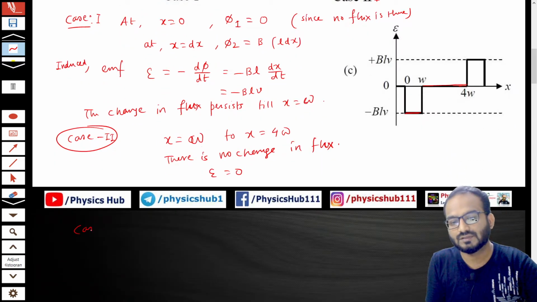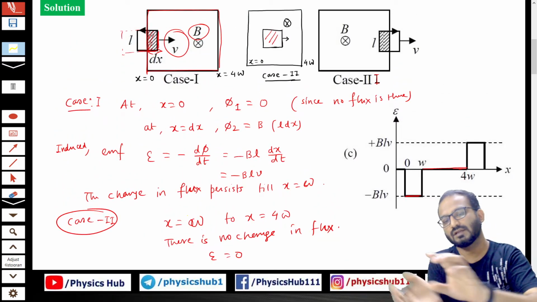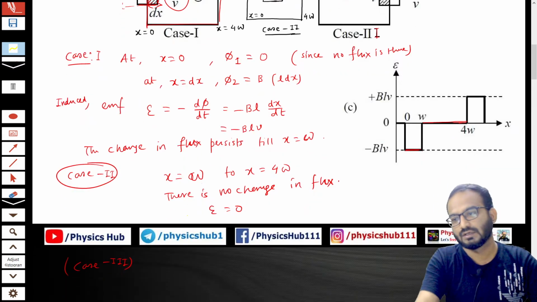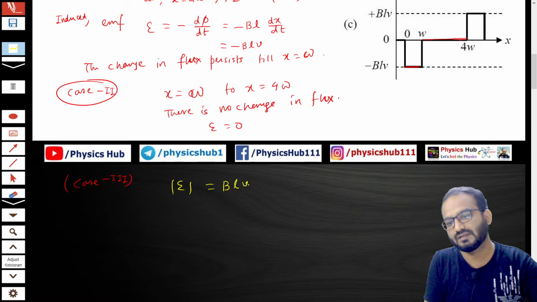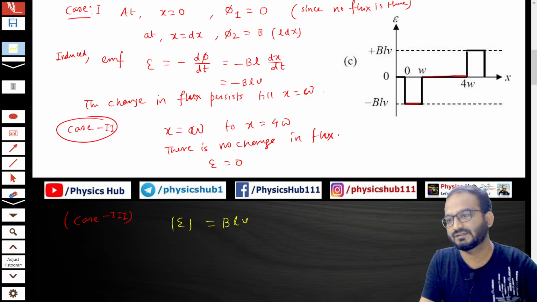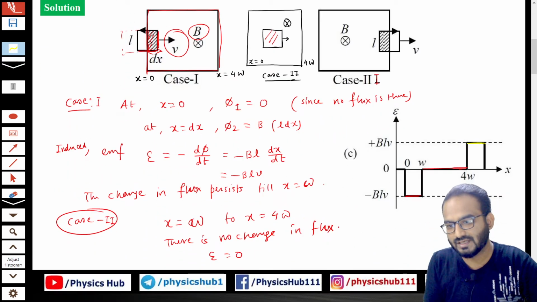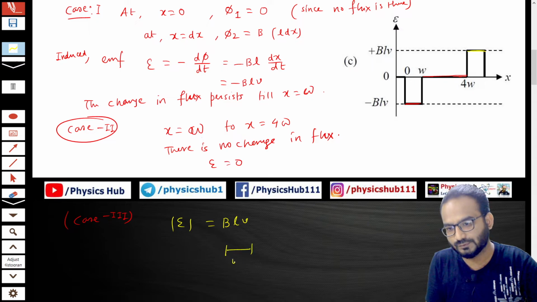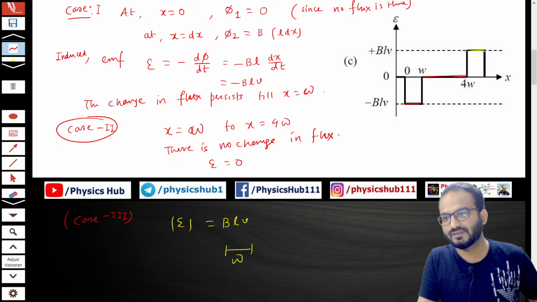Again, case 3 is the case when it is leaving. It will be similar to case 1, but as it is leaving, the scenario will be just opposite. So in case 3, the magnitude of EMF will remain the same, BLv, but the direction will change. Instead of minus, it will be plus BLv. It will take some time to leave this magnetic field, so it will stay at plus BLv for a width of W. This is best represented in figure C. So option C is the correct option.